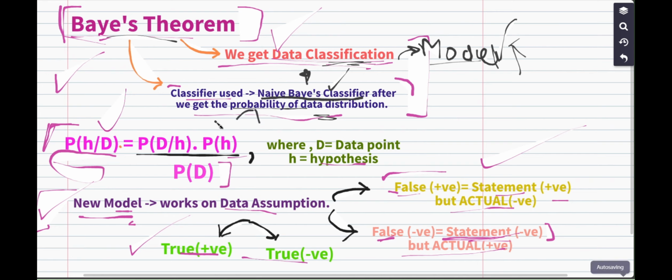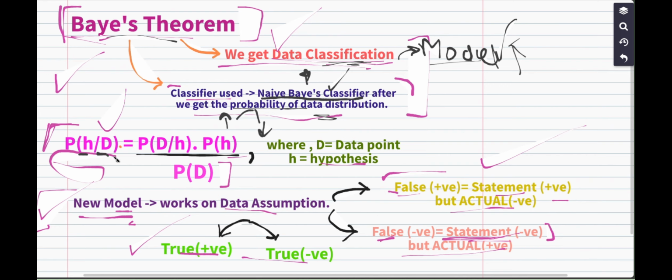Basically, when we use Bayes theorem for data classification, a popular classifier is used, known as the naive Bayes classifier. After we get the probability of data distribution, we use this naive Bayes classifier, right? With the help of this classifier, we apply it in the formula of Bayes theorem, and we predict what can be the event, what can be the probability that the model is good or not, defective or undefective, you can say effective or not, right?